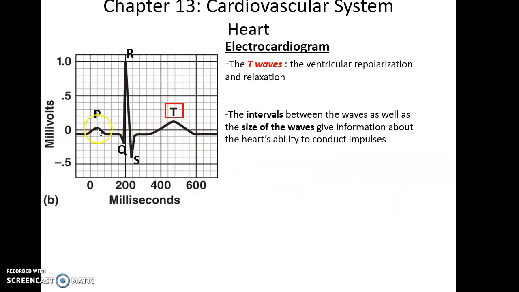Lub-dub, lub-dub, as it were. And this pattern is expected for people who have a healthy heartbeat, but when this pattern is disrupted or altered in some way, in terms of the intervals between the P, the QRS, and the T, or the sizes of them, this can give the healthcare professional information as to what sort of heart problems the patient may be experiencing. Electrocardiogram.